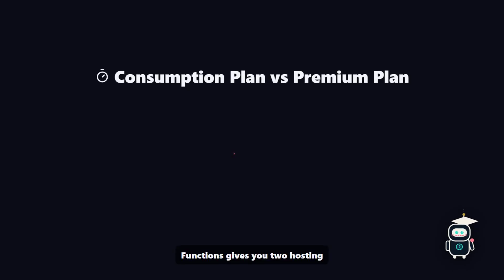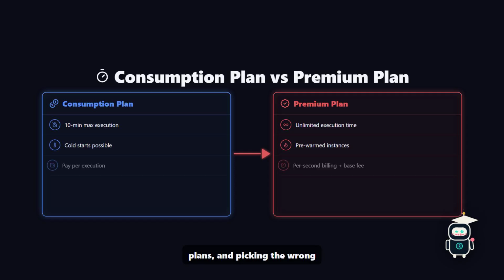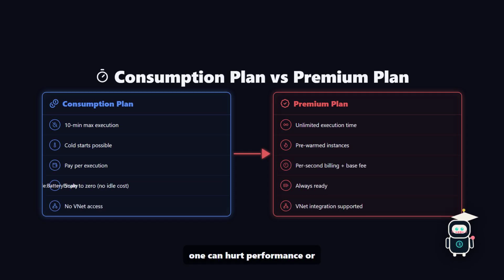Functions gives you 2 hosting plans, and picking the wrong one can hurt performance or cost. Consumption is like a pay-per-trip taxi. You pay nothing when idle, but the first request might hit a cold start. The catch? It kills your function after 10 minutes.